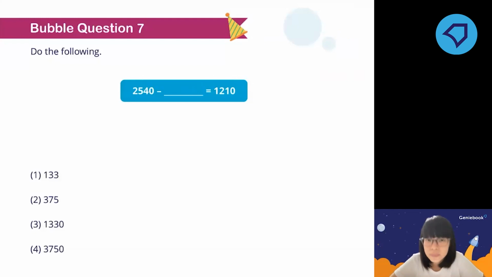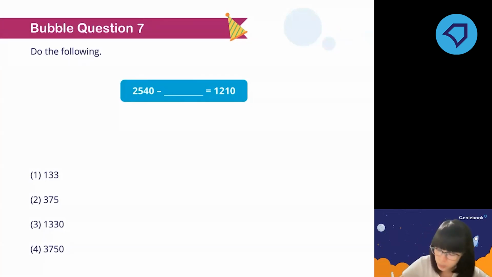2,540 minus something must give you 1,210. So think about it. Draw your number bond if you need to. Okay, think about it. Do you need to do subtraction of the two numbers to give you the answer, or do you need to do addition of the two numbers to give you the answer?